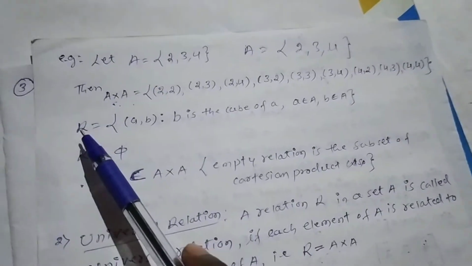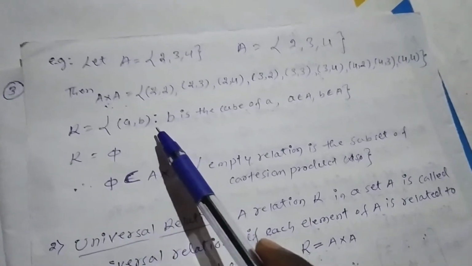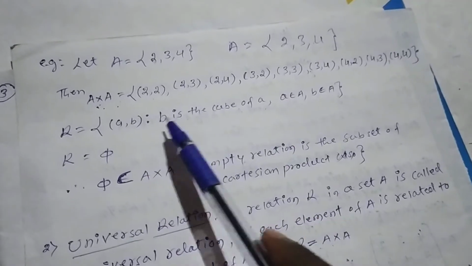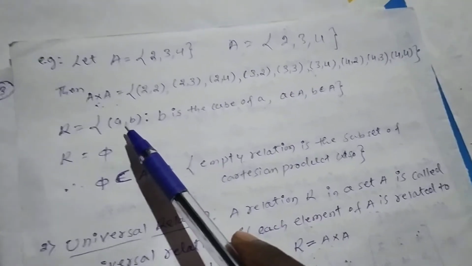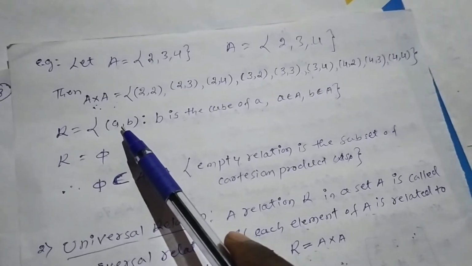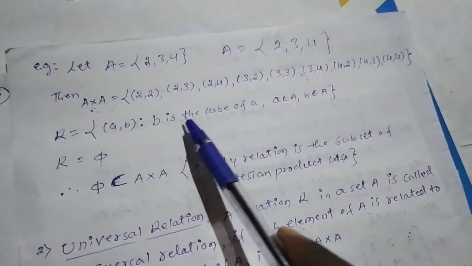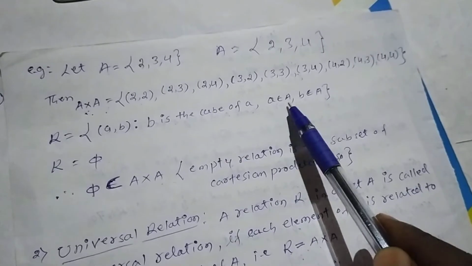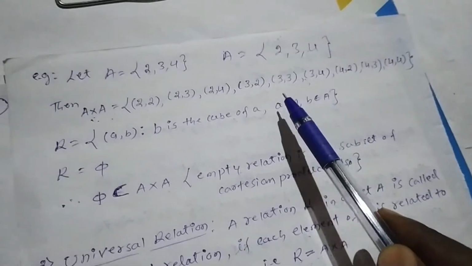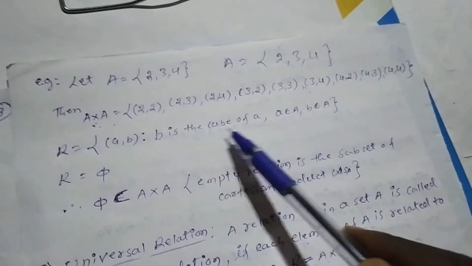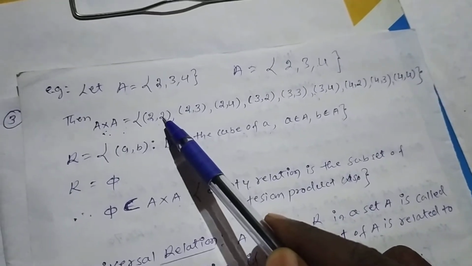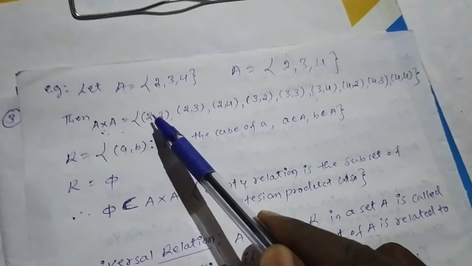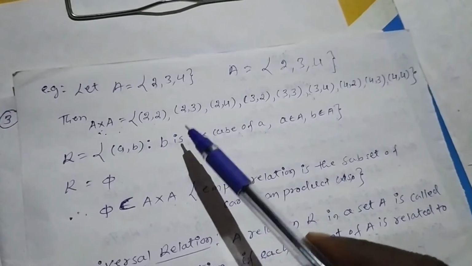Now the relation R, given in set-builder form, we have to convert into roster form. See here what happens. R is {(a, b) such that b is the cube of a, a belongs to A, b belongs to A}. See here, b is the cube of a. Here b is 2, a is 2. So 2 is not the cube of 2. Hence, it does not obey the condition.